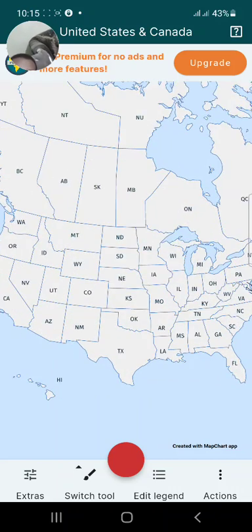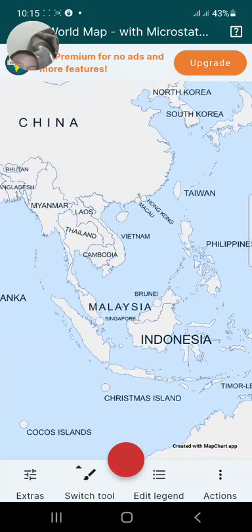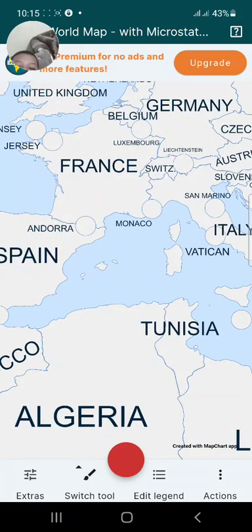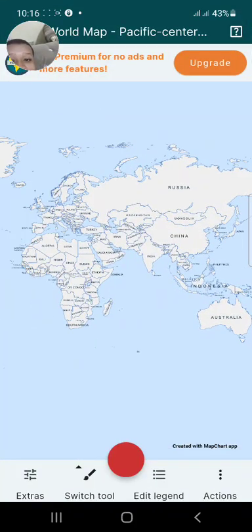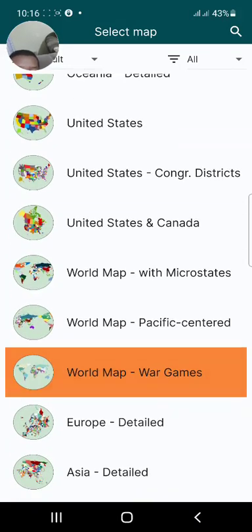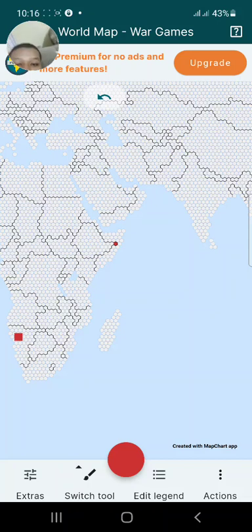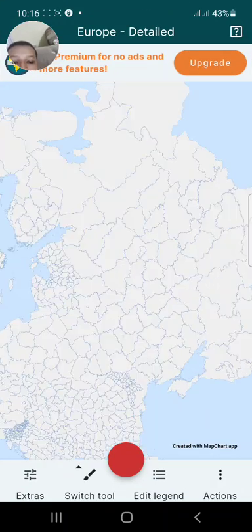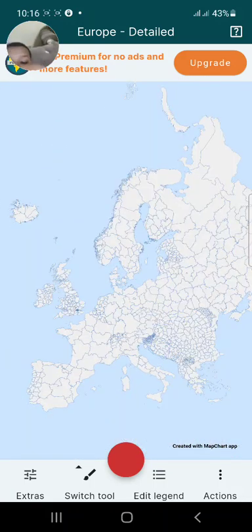The United States and Canada. World map with microstates that includes a lot of islands that I do not need to see right now. And as it says, it also includes microstates. The world map, Pacific centered, which, like it says, is centered on the Pacific. World map, war games, which you can probably play war games on. I mean, I don't know for sure. And Europe with its regions.